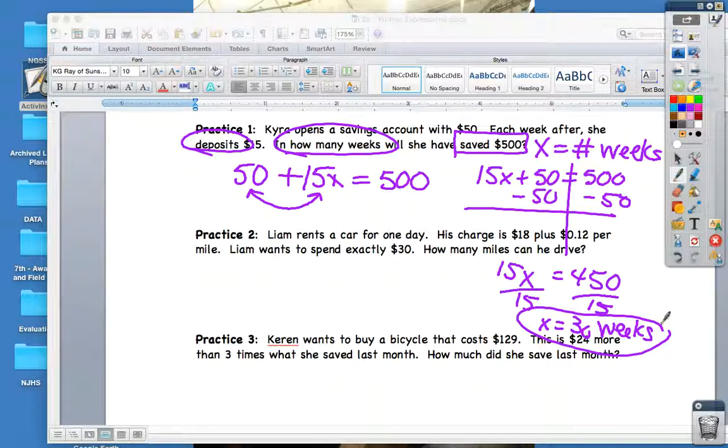So let's say you get on the test and you can solve the problem, but you're not able to write it into an equation. You'll get part credit. Does that make sense? Okay. Let's go on to question number 2.